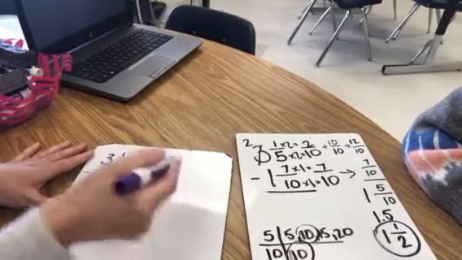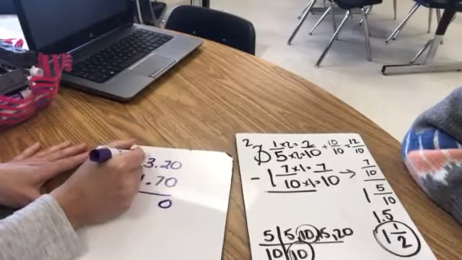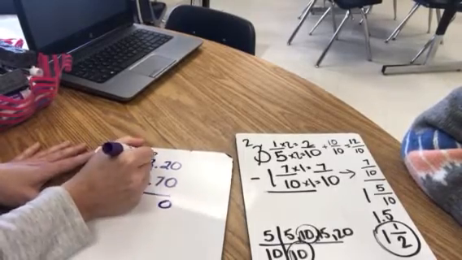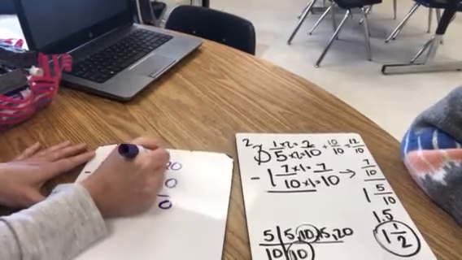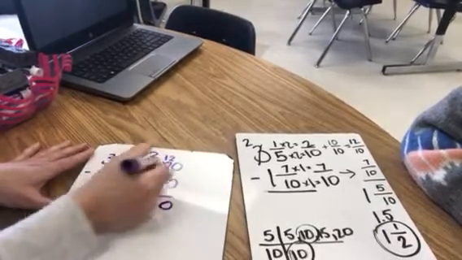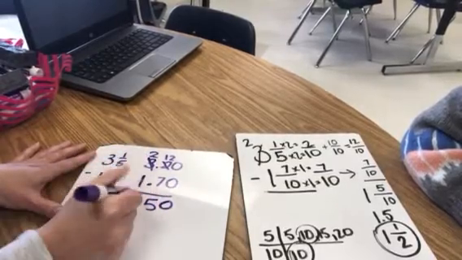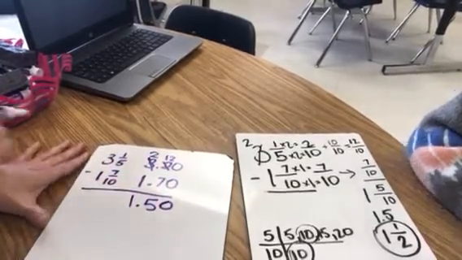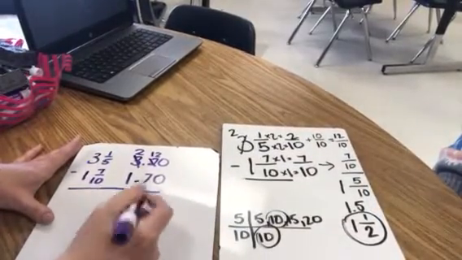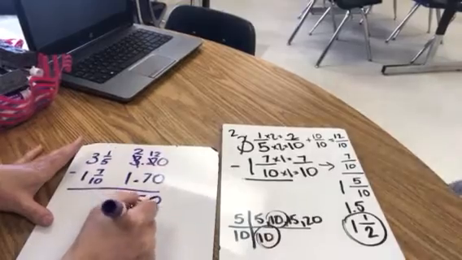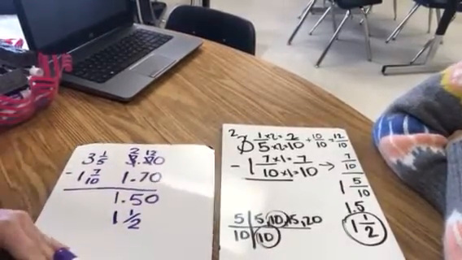And 0 minus 0 is 0. I cannot take 7 from 2, so I'm going to borrow from 3 and regroup. Bring 10 over here, and that becomes 12. 12 minus 7 is 5, and 2 minus 1 is 1. And looky there, I have 1 and 50 hundredths, which is 1 and 5 tenths, or really that's 1 and 1/2. The same thing, Miss Pasquale.